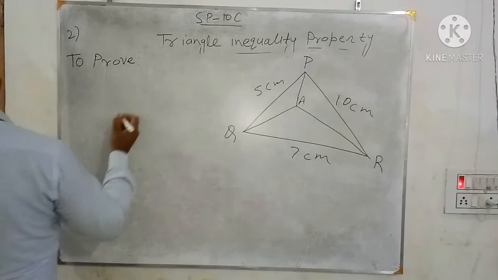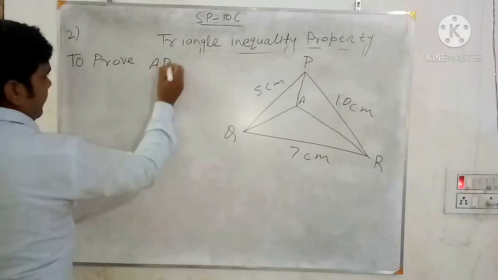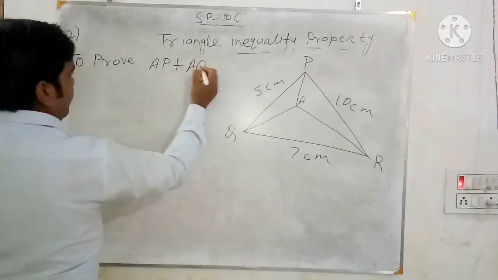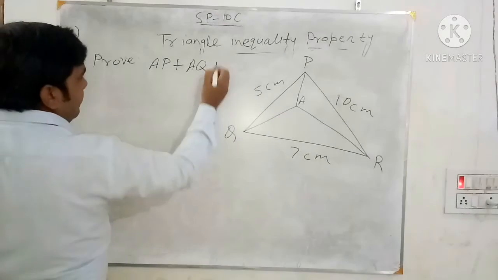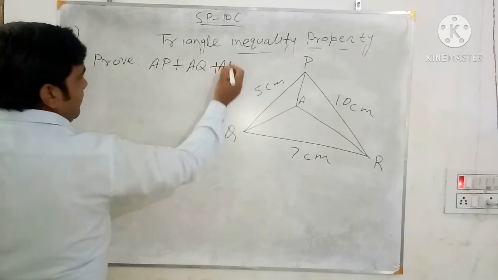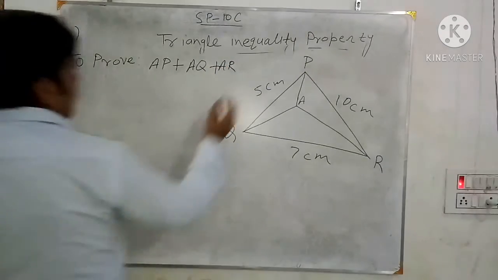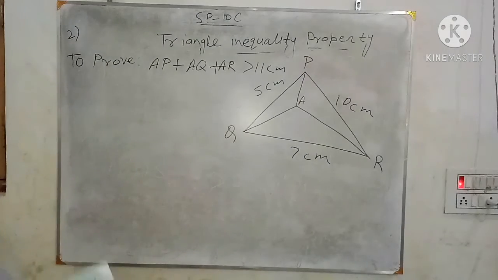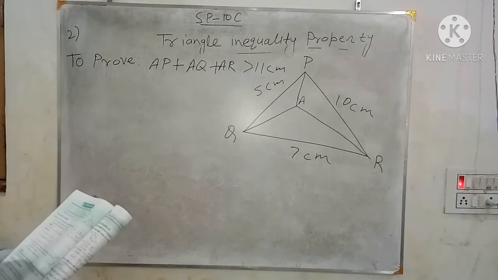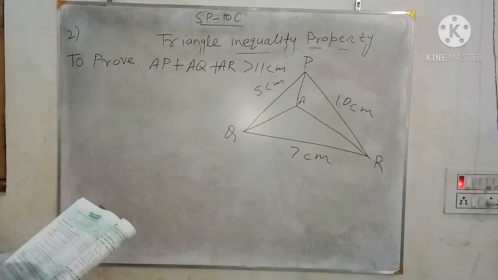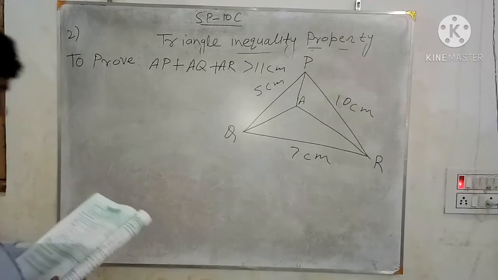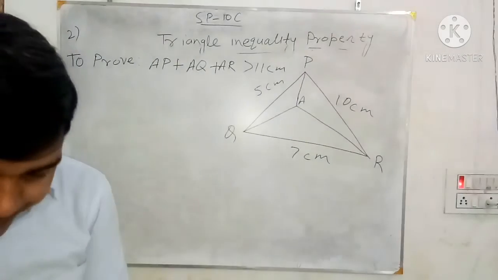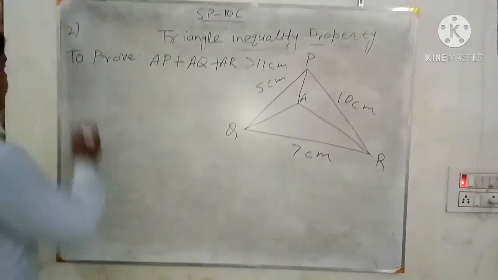What do we have to prove? AP plus AQ plus AR is greater than 11 cm. That is what we have to prove here in this question: AP plus AQ plus AR is greater than 11 cm. Okay, so now see how we prove this question. Proof.